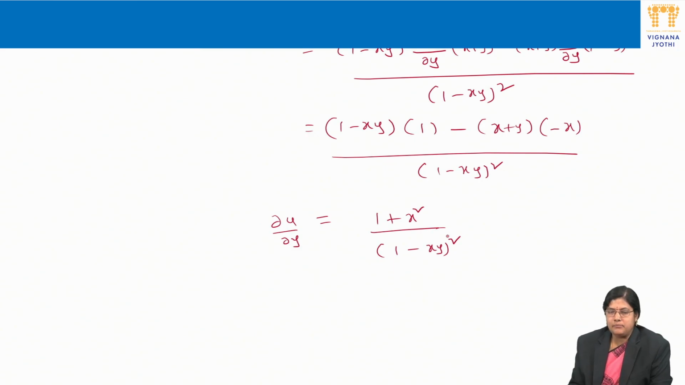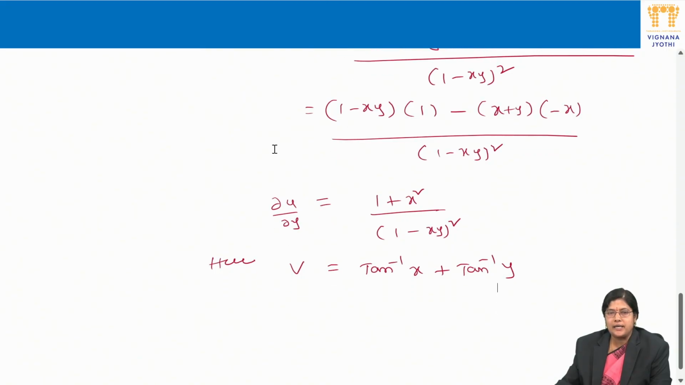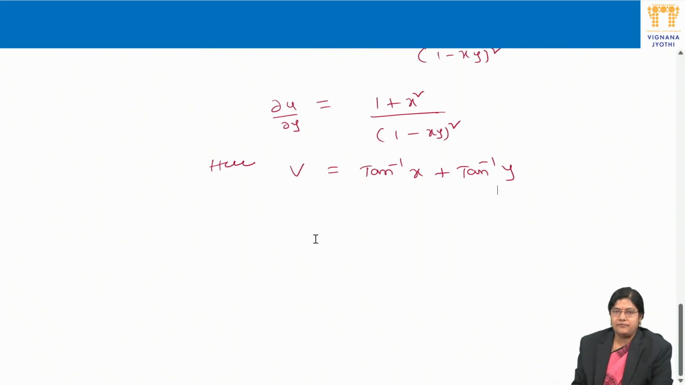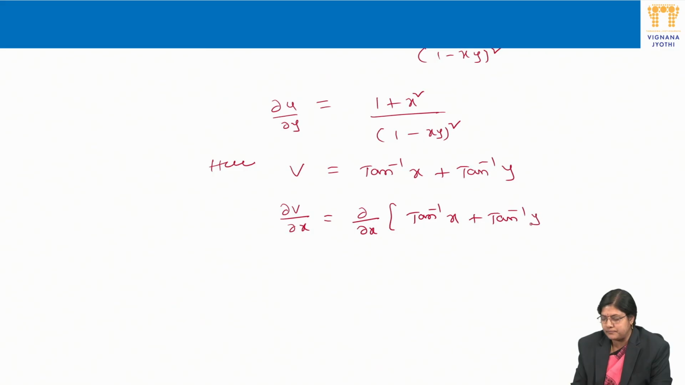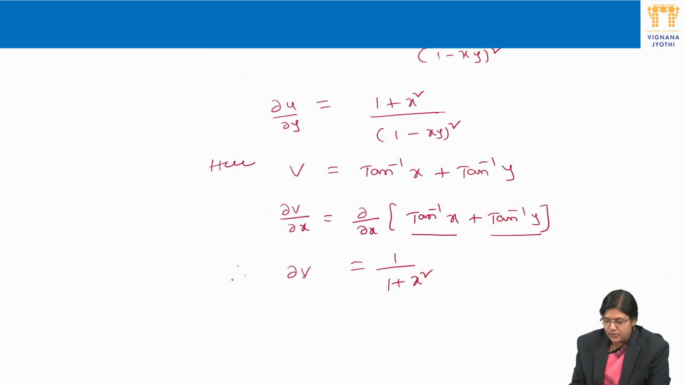Similarly, we are going to calculate the partial derivatives of v with respect to x and y. Here, given that v is equal to tan⁻¹x + tan⁻¹y. First order partial derivatives: ∂v/∂x is equal to ∂/∂x of (tan⁻¹x + tan⁻¹y). The derivative of tan⁻¹x is 1/(1 + x²). The differentiation of the second term with respect to x is 0, because tan⁻¹y is constant when differentiating partially with respect to x. Therefore, ∂v/∂x is equal to 1/(1 + x²).